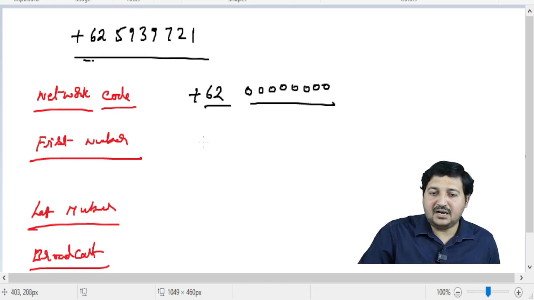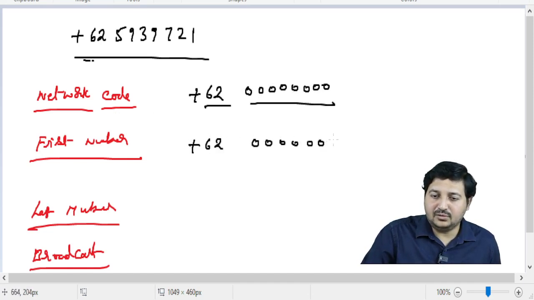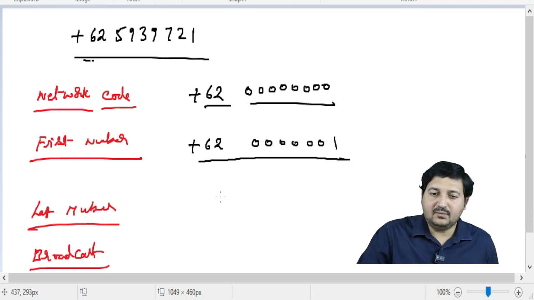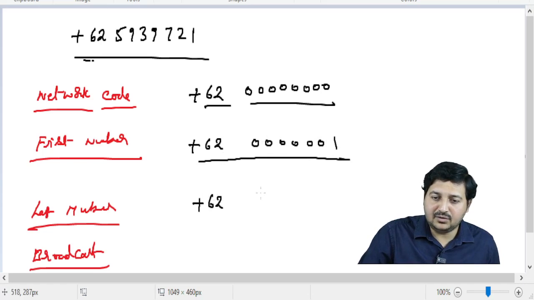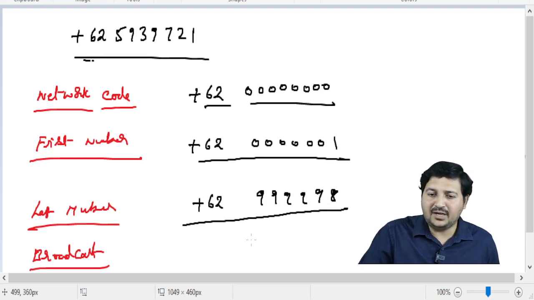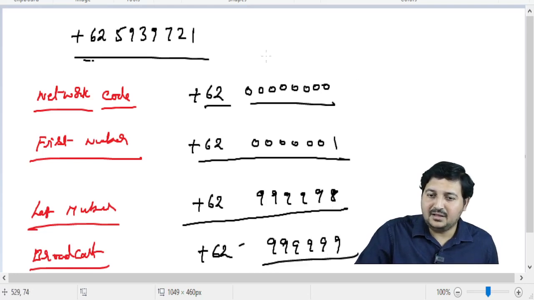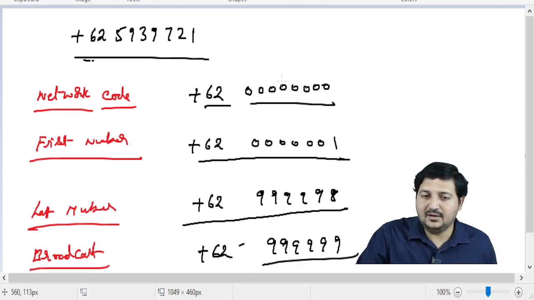What is my first telephone number? My first telephone number will be all zeros, 000001. This is my first telephone number. Then what is my last telephone number? 62999998. This is my last telephone number. Why not 999? Because 99999 is all ones. This is called all ones in all the host bits. And this is called all zeros in all the host bits.